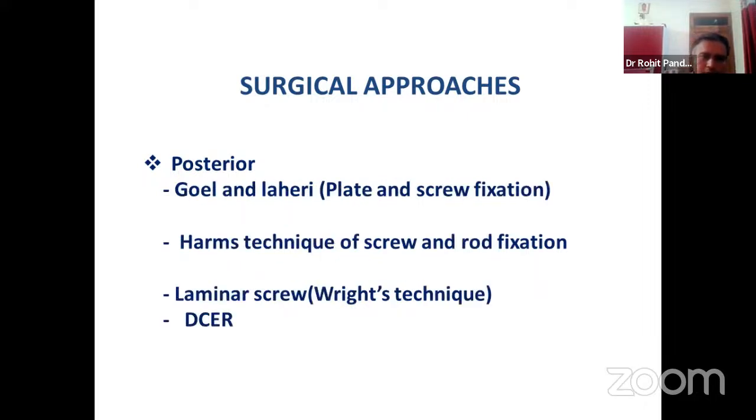In the other posterior approaches, we have techniques of Goel and Harms, which include lateral mass screw in the C1 and involve plate and screw fixation and C2 pedicle screw fixation. And then talking about Harms' technique, it involves insertion of polyaxial screws in C1 lateral mass and C2 pedicle, with a rod and cantilever mechanism. And the other technique is laminar screws, which is basically Wright's technique. And the technique introduced by Professor Sarat Chandra was DCER, distraction, compression, extension, and reduction for severe cases of basilar invagination.